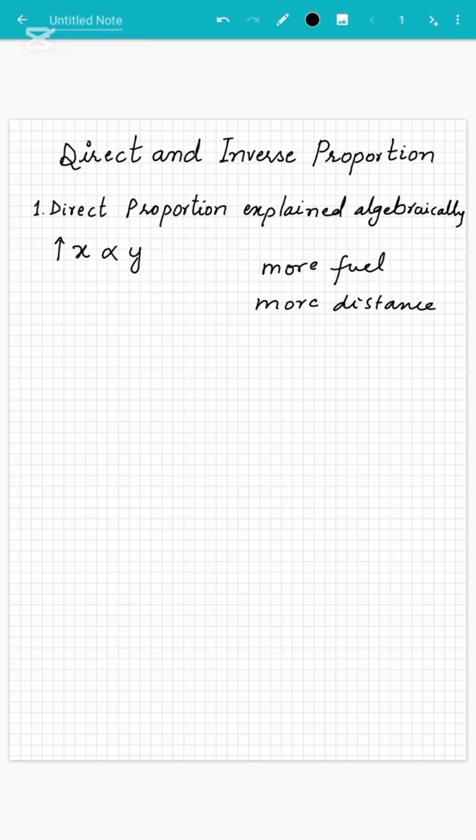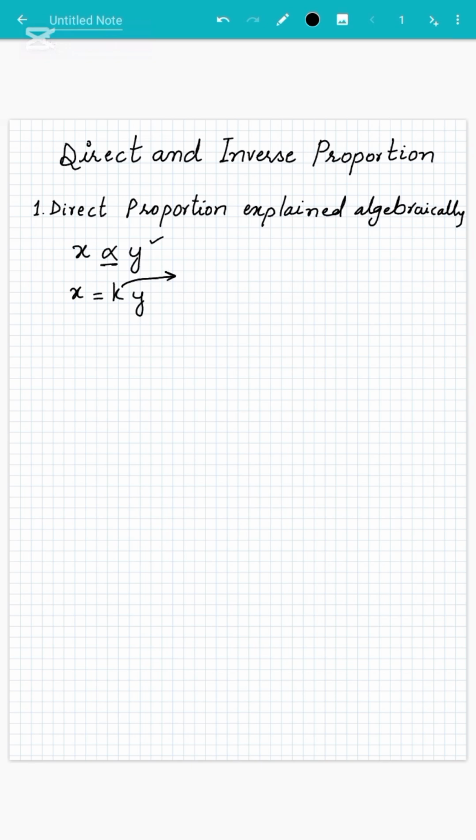So let's talk about this relation algebraically. So we have x directly proportional to y. All right, it means when x is changing, y is also changing directly. When x is increasing, y is also increasing, right? So when this sign of proportionality is removed, an equal to sign will come and k will also come. All right, everything else will remain the same.